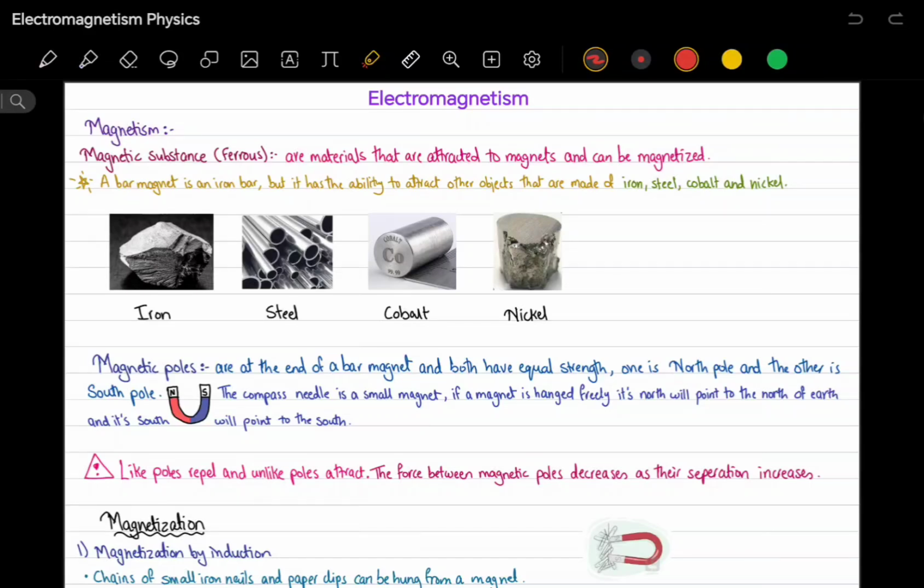Hello everyone, this is the second part of electricity. Today we will discuss electromagnetism. So let's get started. Firstly, whenever we want to discuss magnetism, we have the magnetic substance.